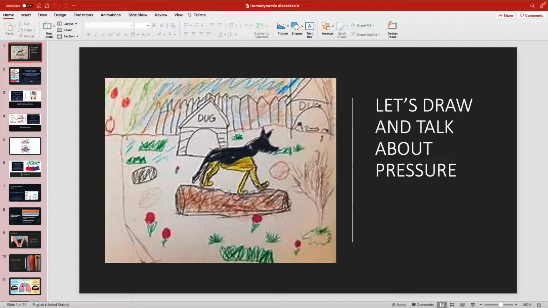Okay, guys, we are going to continue with our lecture on hemodynamic disorders, and we are going to pick up where we left off. In our last lecture, Hemodynamic Disorders 1, we were finishing on this drawing component, and we were talking about giving you an appreciation of these Starling forces, right?